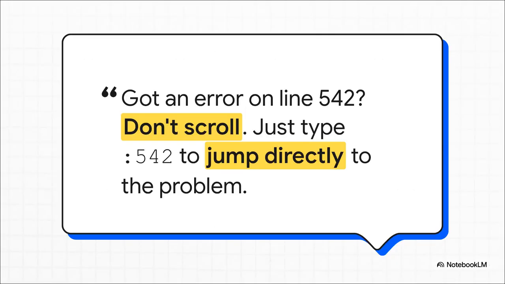This right here perfectly illustrates the power we're talking about. Let's say a script fails, and the error message says error on line 542. Scrolling down is for amateurs. The pro move? You type :542 and hit enter. You are instantly looking at the exact source of the problem. This is a core debugging skill that will save you so much time.